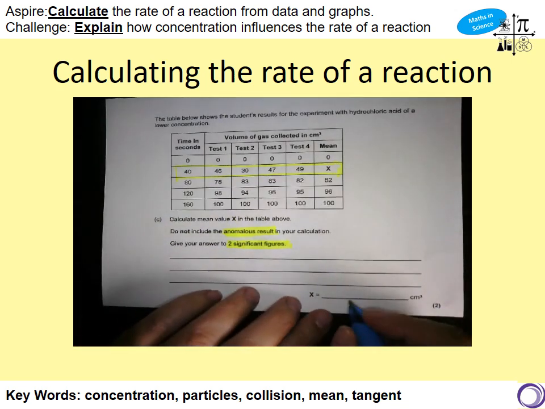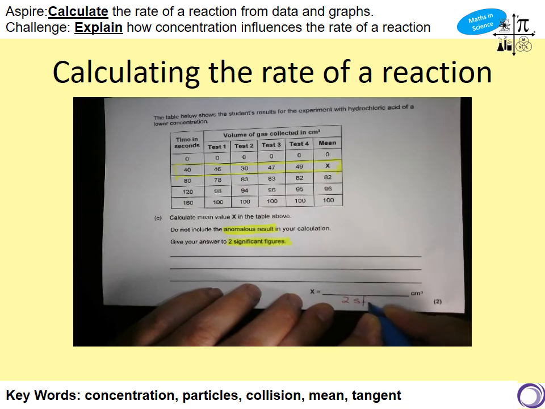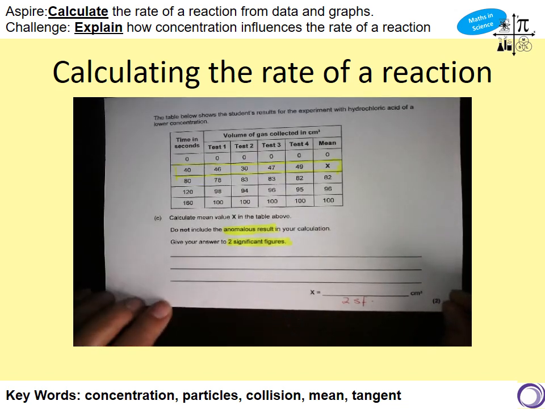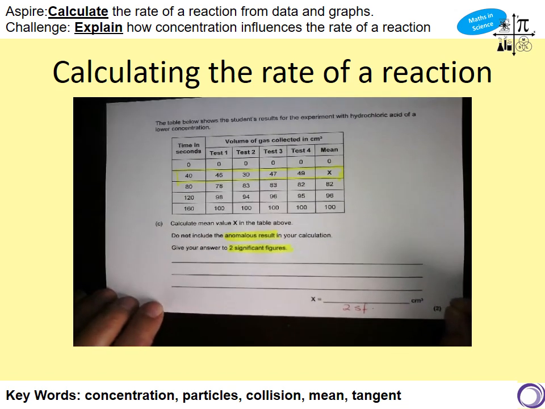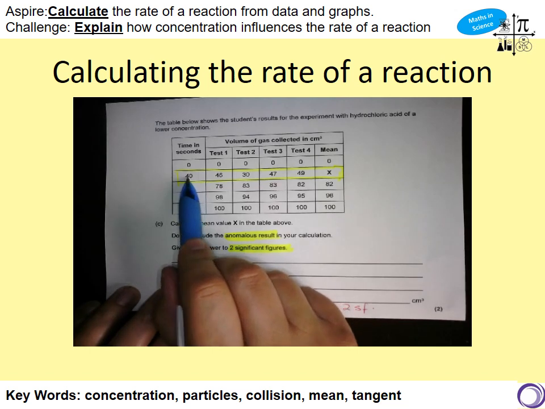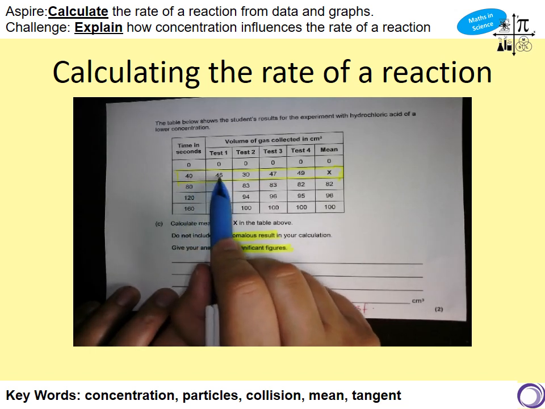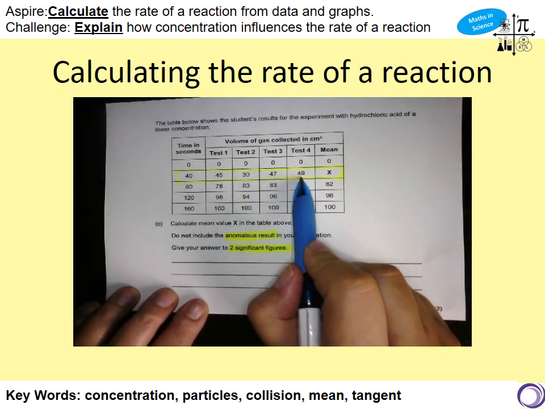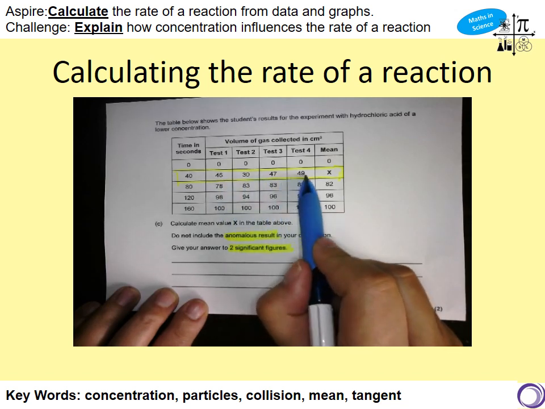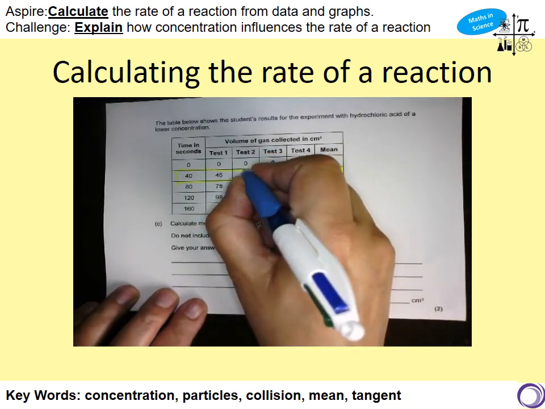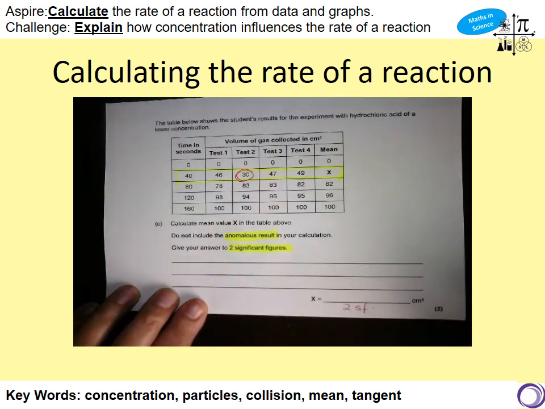Often I will write underneath here 2 significant figures just to remind me that when I'm writing down my answer, I need that to be in 2 significant figures. So going back to the do not include any anomalous results, when I look across the row for 40 seconds, I can see I've got 46, 30, 47 and 49. Now 3 of those are in the 40s and are quite close, and this one stands out as being really quite different. So I would say that is my anomalous result, and I'm not going to include that when I calculate my mean.